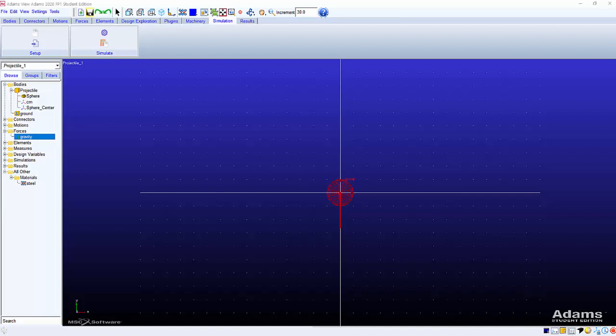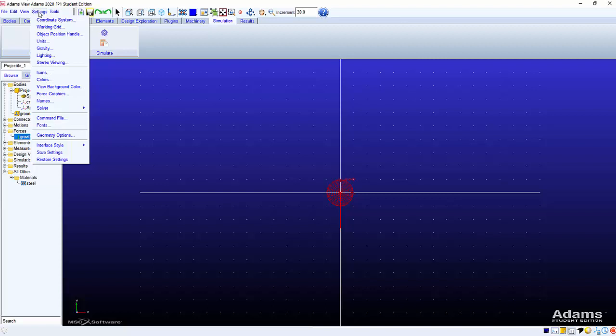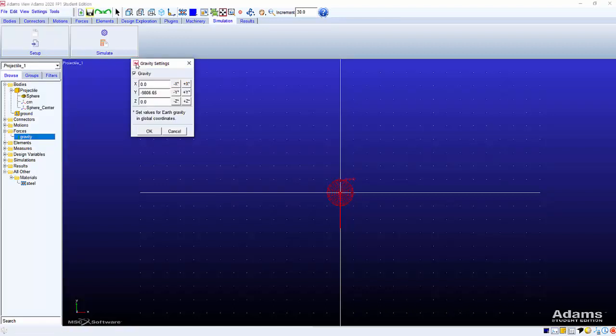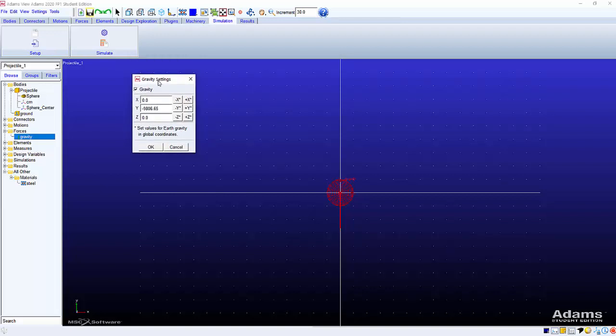Assume your model didn't have gravity, or you forgot to add the gravity, or by mistake you deleted the gravity from your model. How can I get it back? I can get the gravity back from settings. If we click on settings, you will see this drop down menu, and then you can select gravity right here. Click on gravity and you will get this gravity settings window. In this window, the first thing that you need to check is this checkbox. Make sure this gravity checkbox is checked. If it's checked like that, it means we are going to use the gravity in our model. If you uncheck it, there will be no gravity in our model.